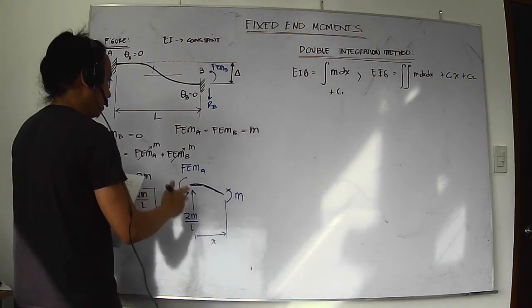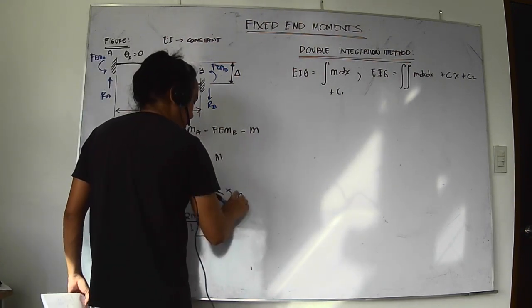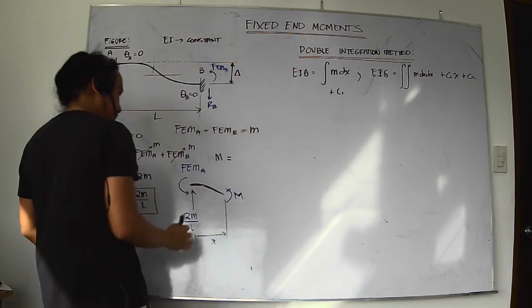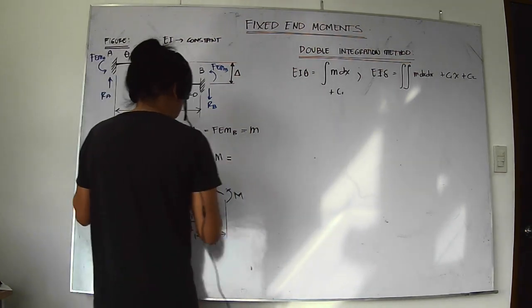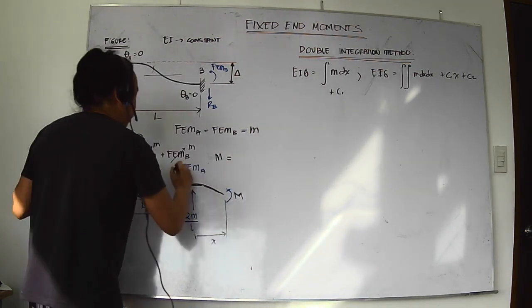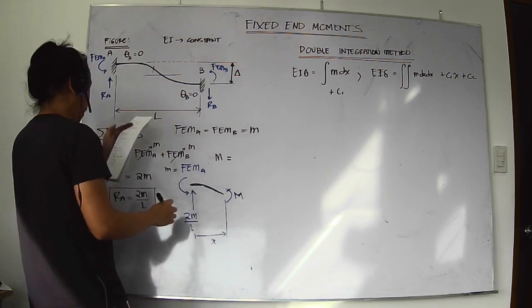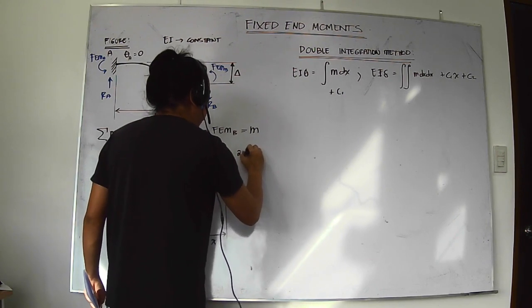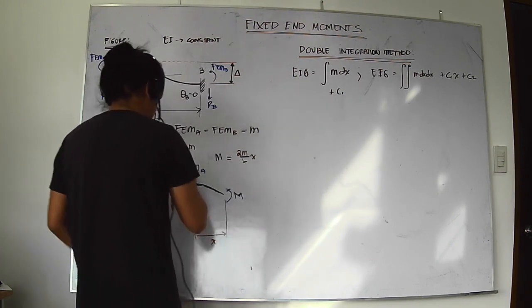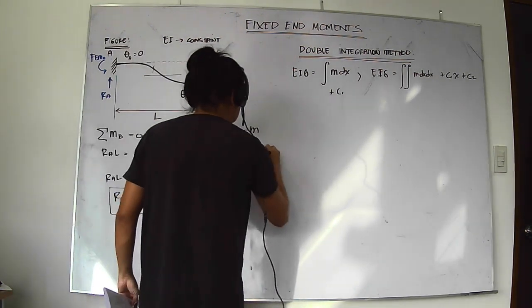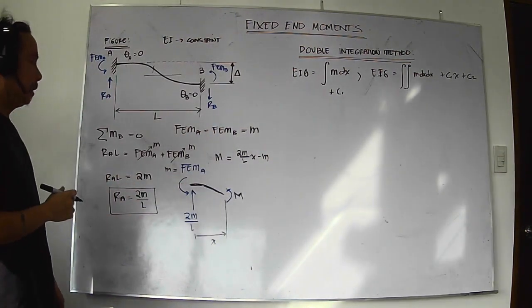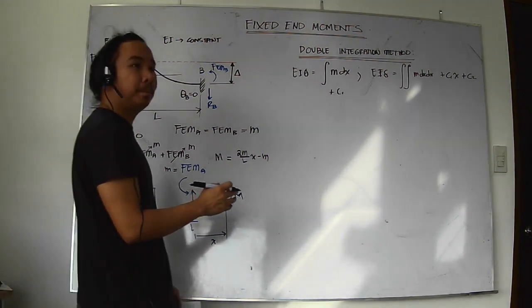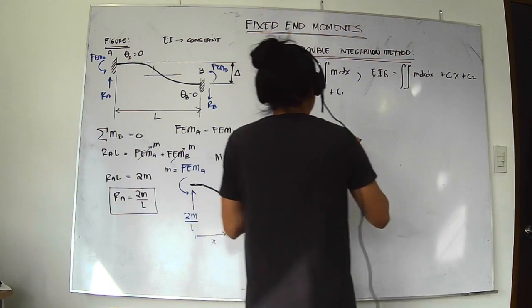So if that's the case here, I could just say big M, or should I say big M, so we don't get confused. Big M is equal to FEMA, which is equal to M, is equal to 2 little m over L times x, and then minus M here. Okay? So this is the free body diagram. I hope you can comprehend it, but you can review it manually, so go ahead.